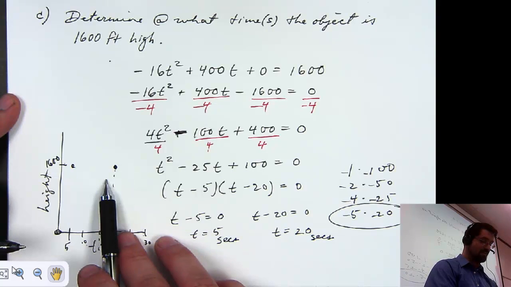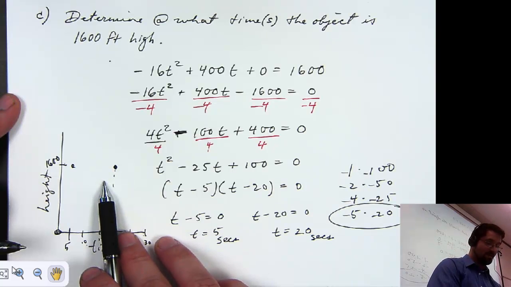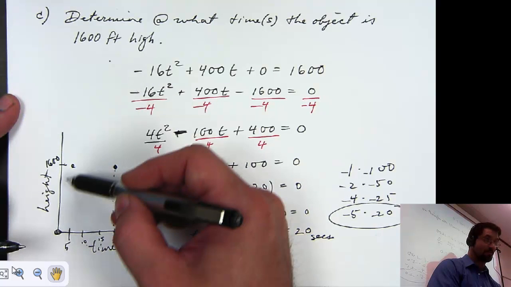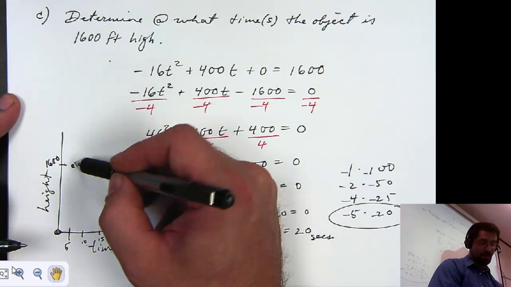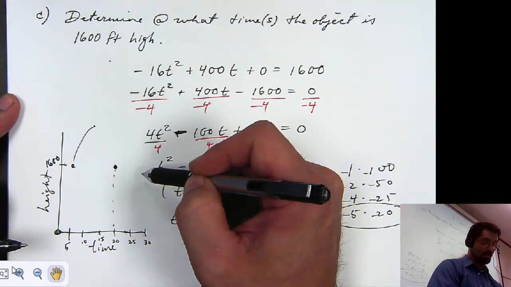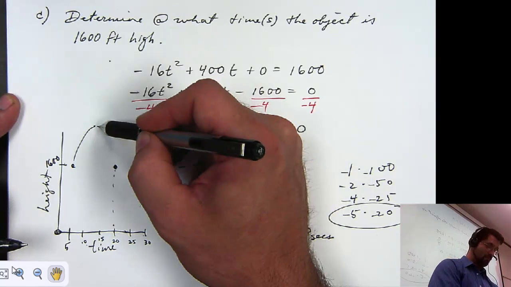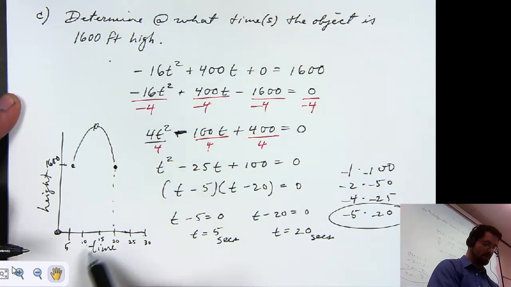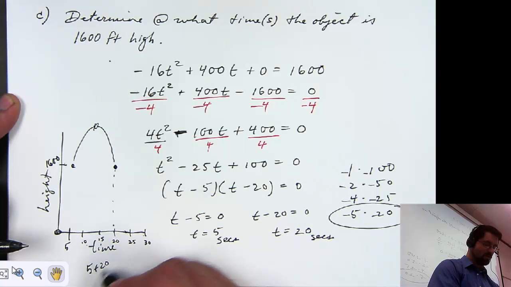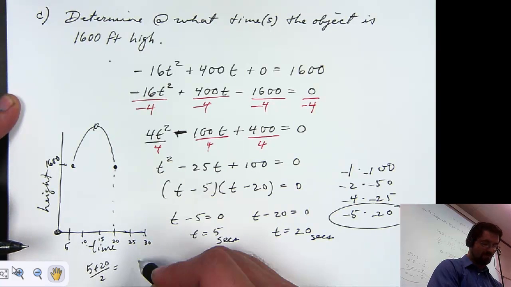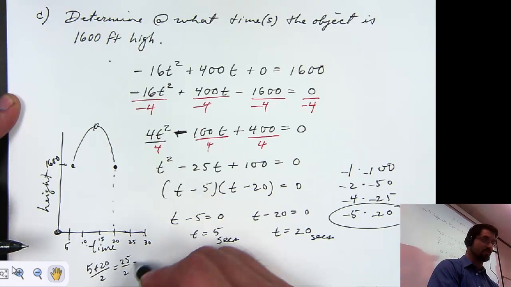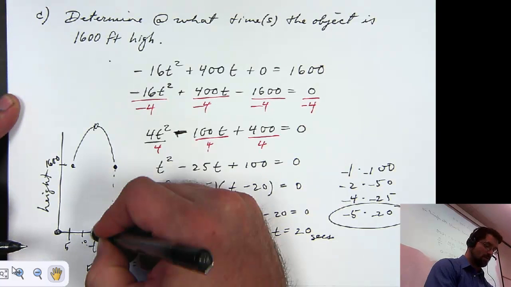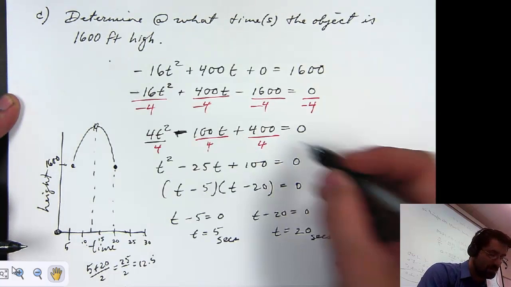Does that make sense? Because it takes as much time to get up as it takes to get down. So if it keeps going up after this, then halfway in the middle, it's going to reach its highest point. Halfway between 5 and 20, let's see, 5 plus 20 divided by 2 will give me the average. 25 divided by 2 is 12.5. So at 12.5 seconds, it'll reach its highest point.